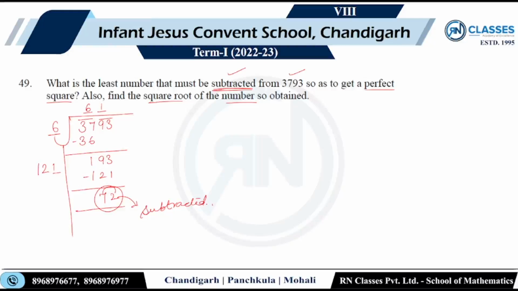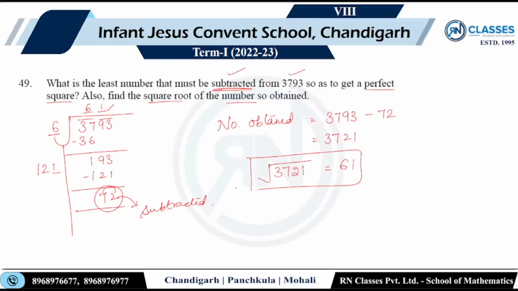Right? Now find the square root of the number so obtained. Number निकालना पड़ेगा, number obtained. सबसे पहले नंबर निकाल लेते हैं. 3793 minus 72, that would be 3721, right? So I have to find the square root of 3721. That would be 61. So ढूंढ लिया हमने. Finally got the answer. See, straightforward, simple question. Let's move on to the next one.